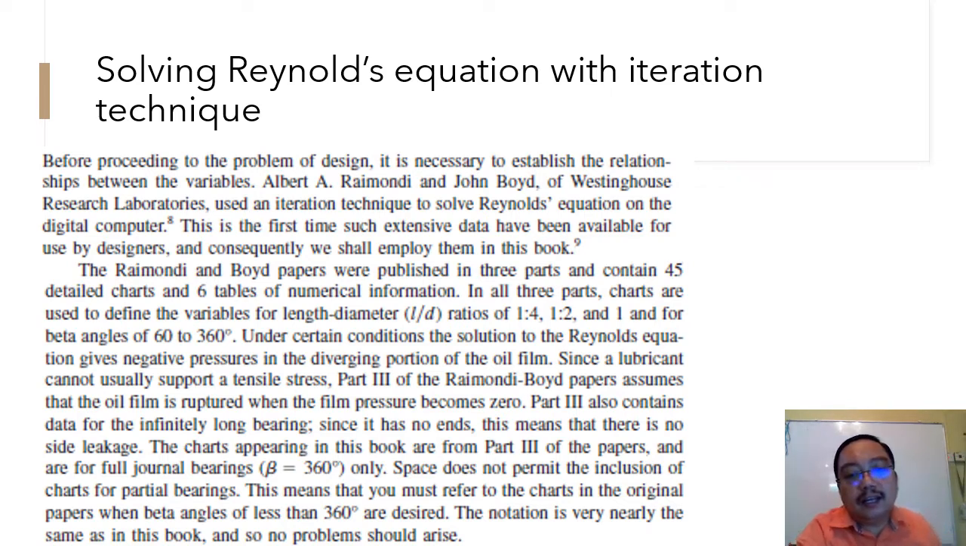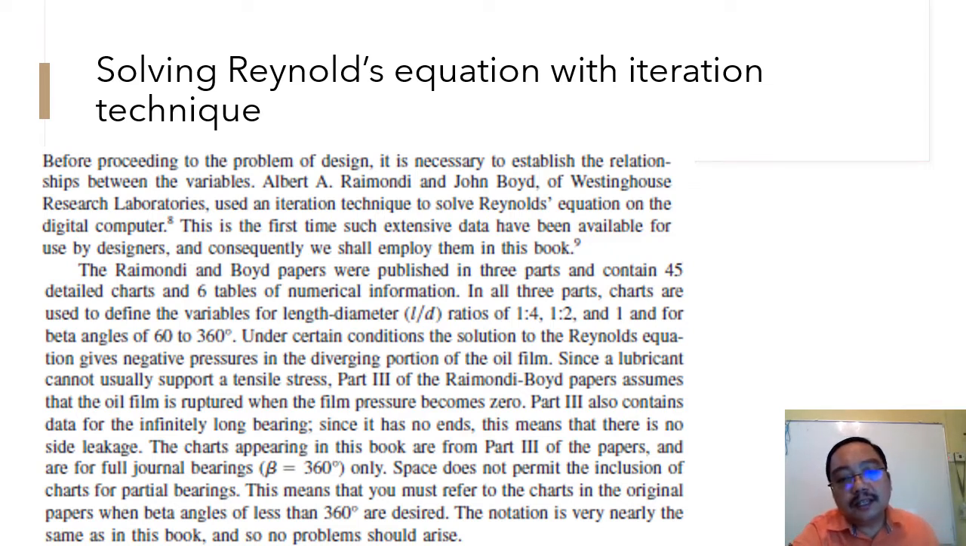Under certain conditions, the solution to Reynolds equation gives negative pressure in the divergent portion of the oil film, since the lubricant cannot usually support tensile stress. Of course, because of tensile test, when you go to the UTM machine, which is universal testing machine, that machine will try to elongate it. Liquid lubricant, of course, cannot elongate, so it cannot support the tensile stress.